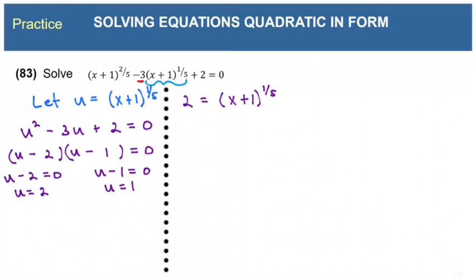And now I have to solve for x. So we'll raise both sides to the 5th power. And on the left side, that's going to give us 32. And on the right side, x plus 1, just subtract 1 from both sides, we get x equals 31.